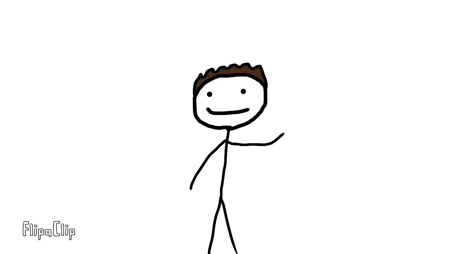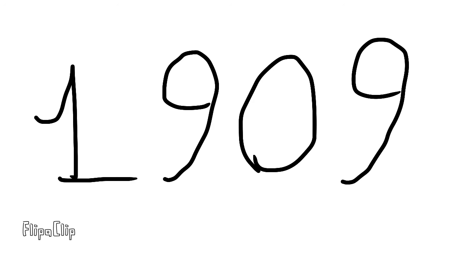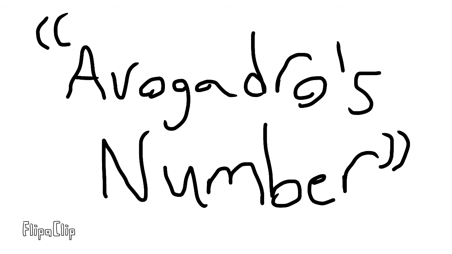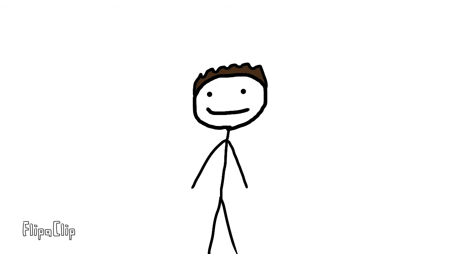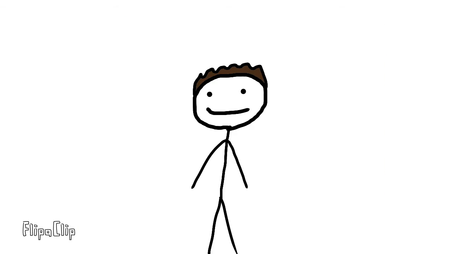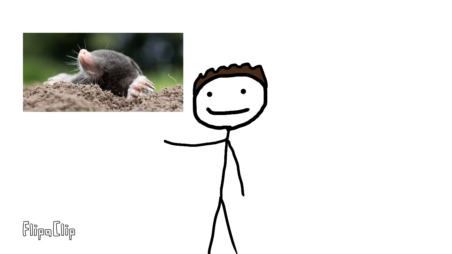Now, similarly to you kids, no one actually gave a crap about this avocado guy or his number. In fact, it wasn't until 1909 that another French chemist named Jean Baptiste Perrin actually called it Avogadro's number and started using it. Weird. I guess avocado in French translates to Avogadro. Hmm.